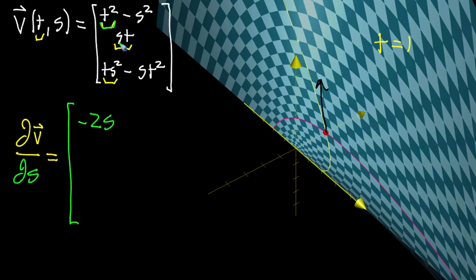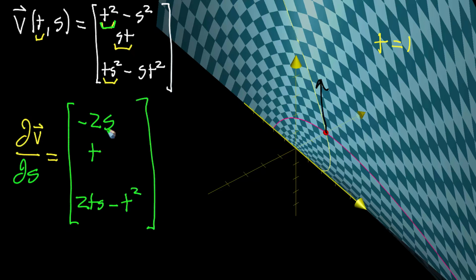st: s looks like a variable, t looks like a constant, so the derivative is just that constant, t. Down here, ts squared: t looks like a constant, s looks like a variable, so 2 times t times s. And then over here, we're subtracting off t squared, where s is the variable and t squared looks like a constant, so that constant.